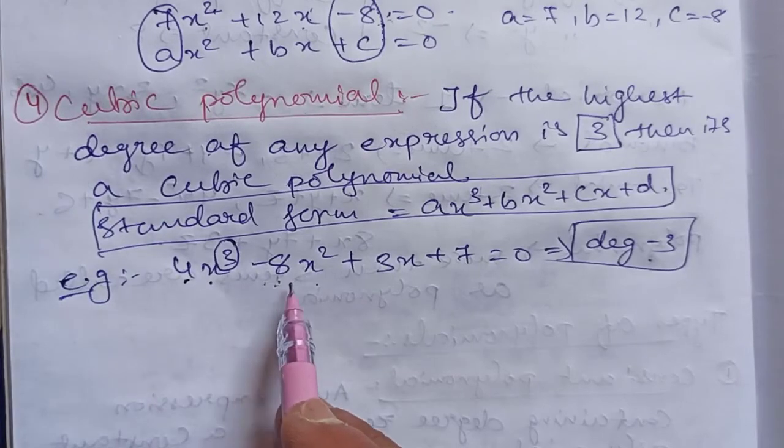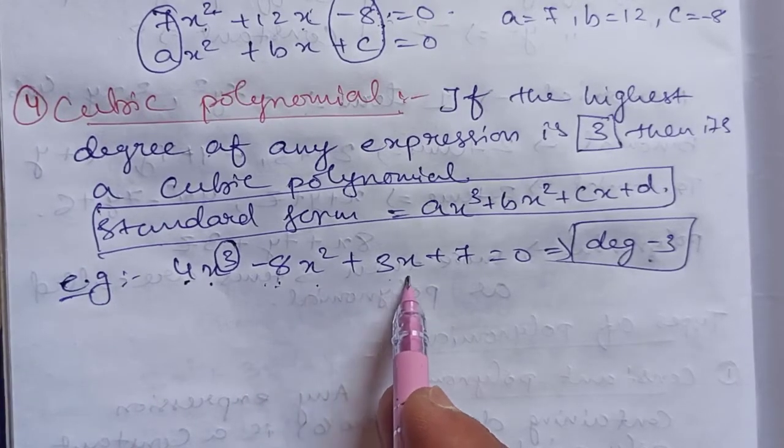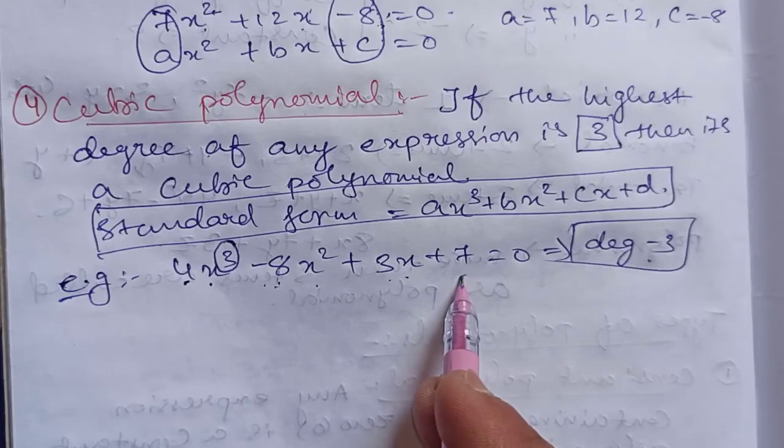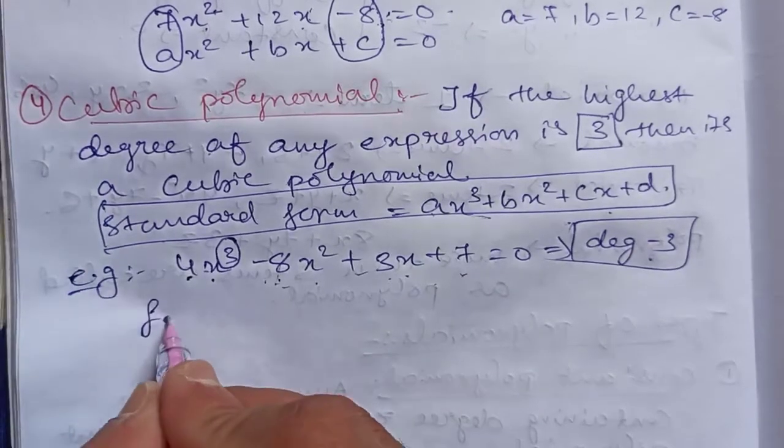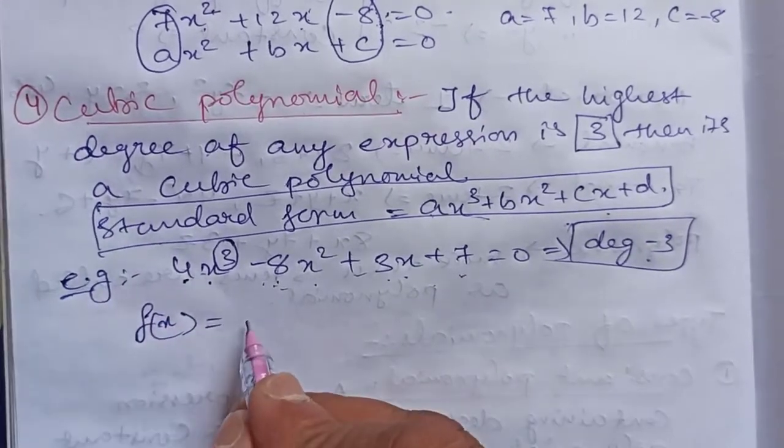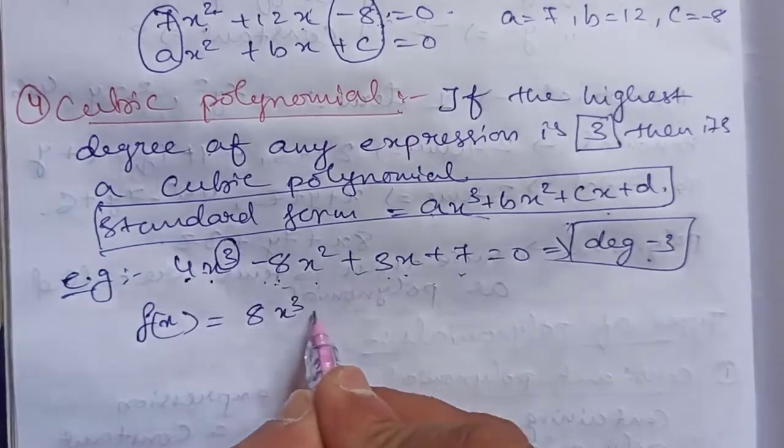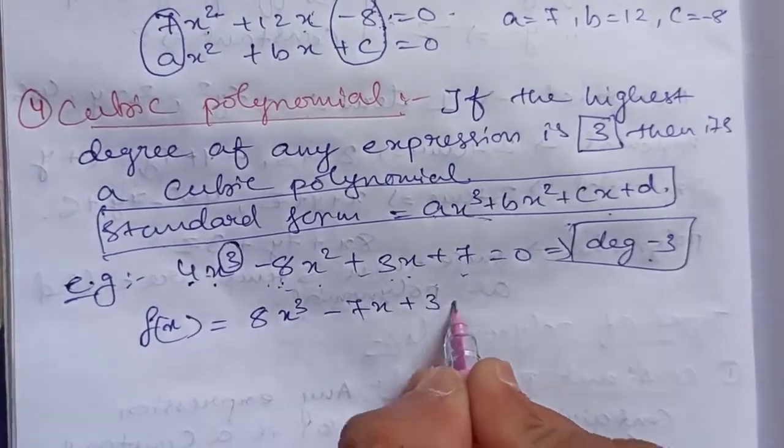What is minus 8? Minus 8 is the coefficient of x square. What is 3? Coefficient of x. What is 7? It is a constant term. One more example. Suppose f of x equals 8x cube minus 7x plus 3 is given.